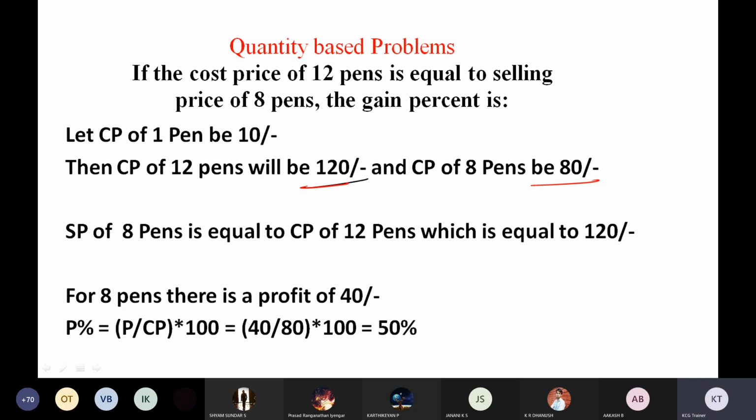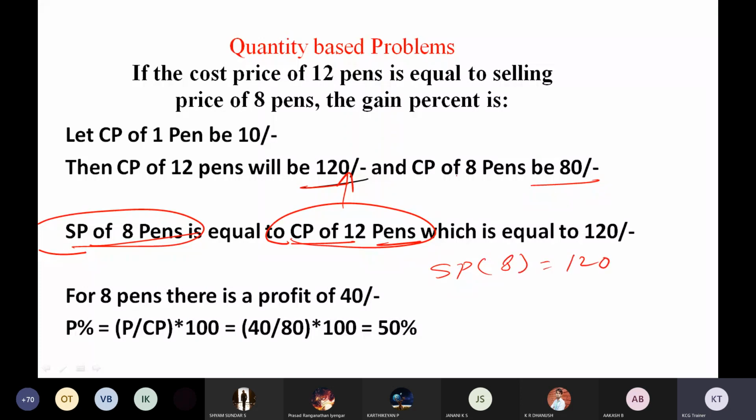Now, how many pens are being sold? According to the question, the selling price of 8 pens is equal to the cost price of 12 pens. What is the CP of 12 pens? 120. That means the selling price of 8 pens is 120. But the cost price of 8 pens is 80, that is, you are investing 80 rupees to buy 8 pens, but you are selling those 8 pens for 120 rupees. Did you make a profit or not? Yes, we made a profit. How much profit? We made 40 rupees profit.